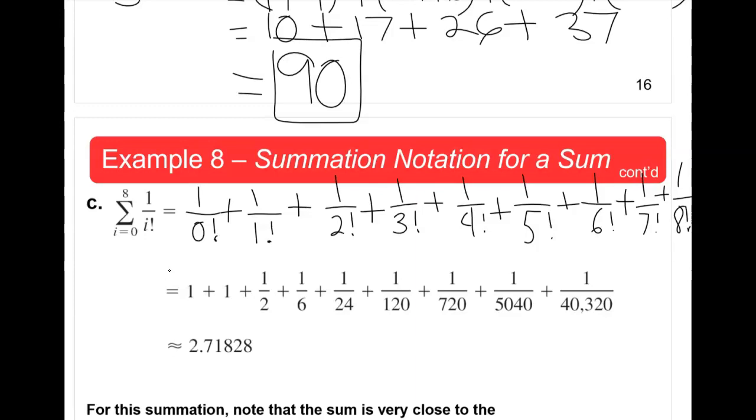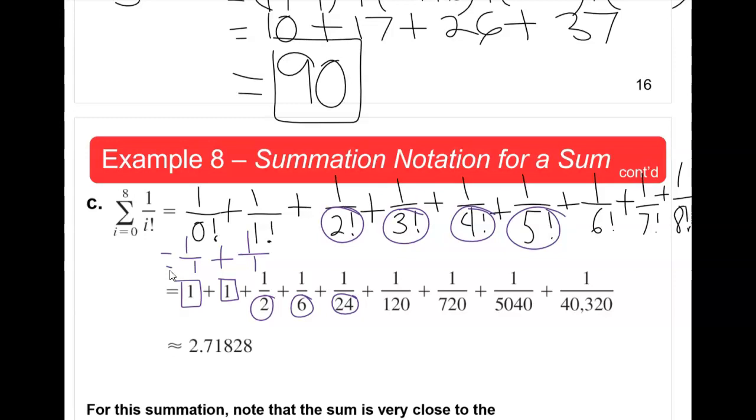So you can see that 1 over 0 factorial is the same as 1 over 1, so it reduces into a 1. The next one will be 1 over 1, so it's also a 1. The next one: 2 factorial is equal to 2, so it's 1/2. 3 factorial is equal to 6, so we have 1 over 6. 4 factorial is equal to 24, so it's 1 over 24. 5 factorial is 120, so we have 1 over 120. 6 factorial is equal to 720, so we have 1 over 720. 7 factorial is 5040, so we have 1 over 5040. And finally, 8 factorial is equal to 40,320, so we have 1 over that number.